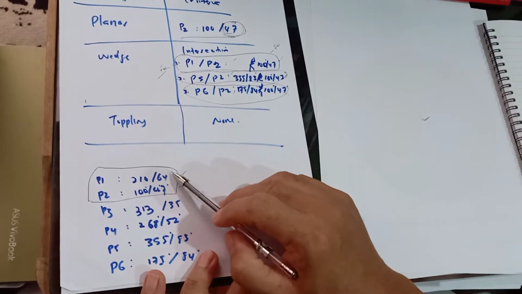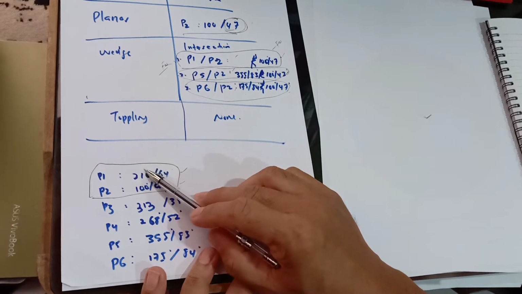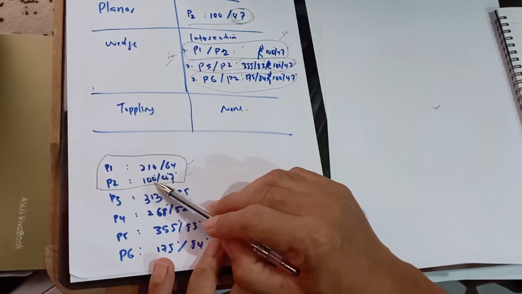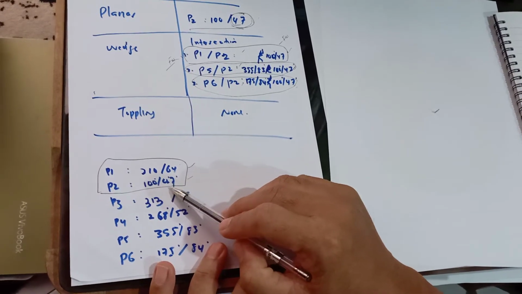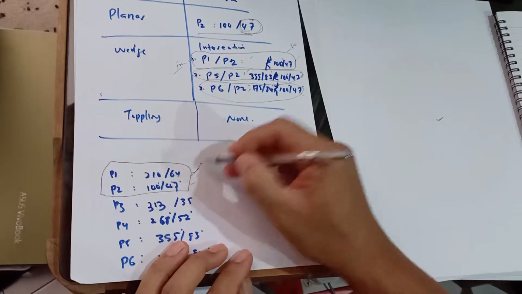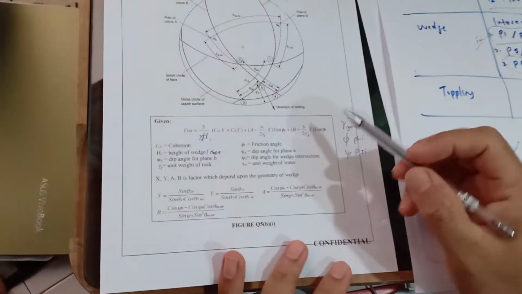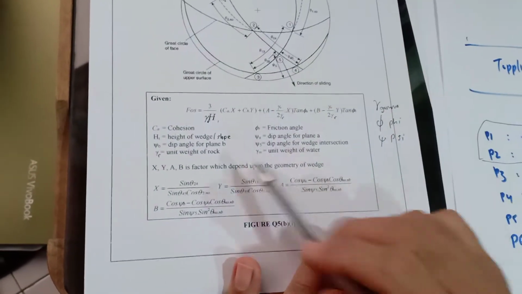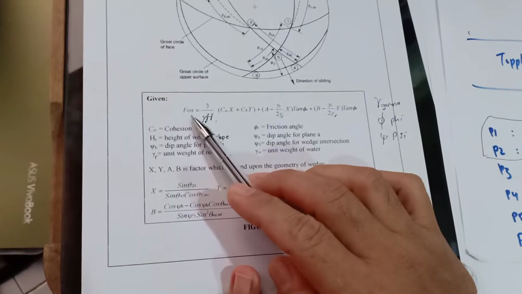So meaning that we have P1 with 210 dip direction and 64 dip angle, and P2 with 100 dip direction and 47 dip angle. And then this is your data. So refer to your formula, which is here: the formula for FOS, the factor of safety of wedge failure.